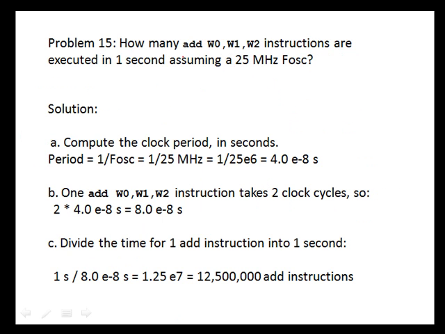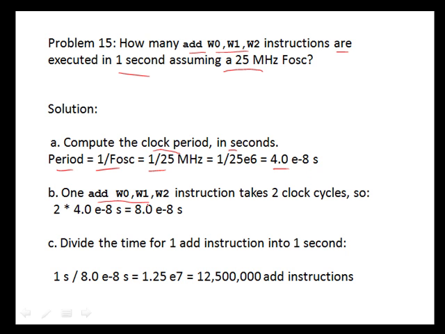Problem 15 asks, how many add instructions using this form of addressing, register direct addressing, 3 operand form, are executed in 1 second, assuming a 25 megahertz clock frequency? First, we'll compute the clock period in seconds. The period is equal to 1 over the clock frequency, so 1 divided by 25 megahertz is going to equal 4 times 10 to the minus 8 seconds.